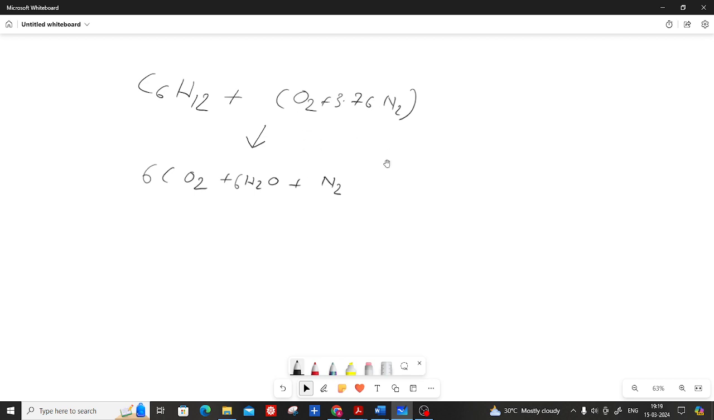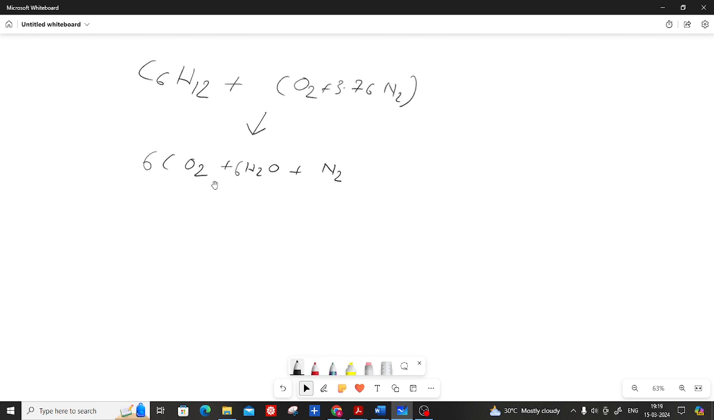Balance oxygen. See, there are 12 oxygen atoms in the product side. So you multiply with a suitable number so that you can get 12 oxygen atoms in the reactant side. Sir, 9 it is. We have to multiply by the 9 moles of oxygen. Yes, 9 moles of oxygen.